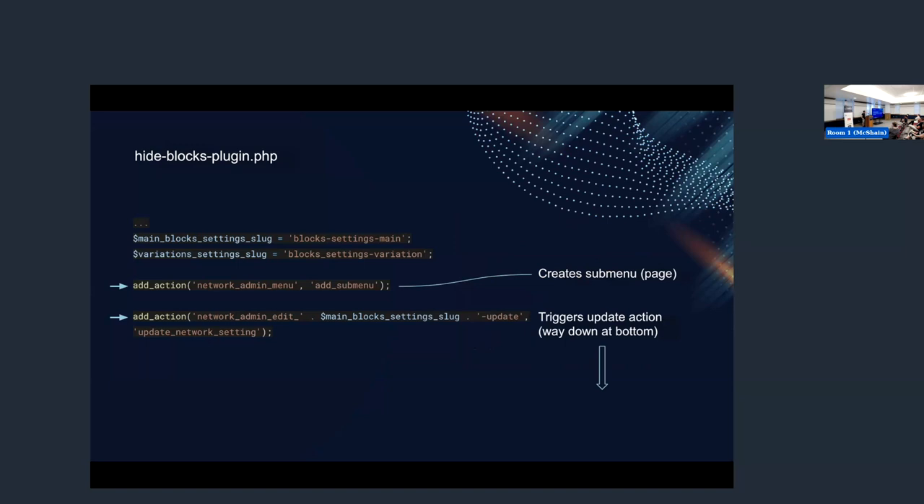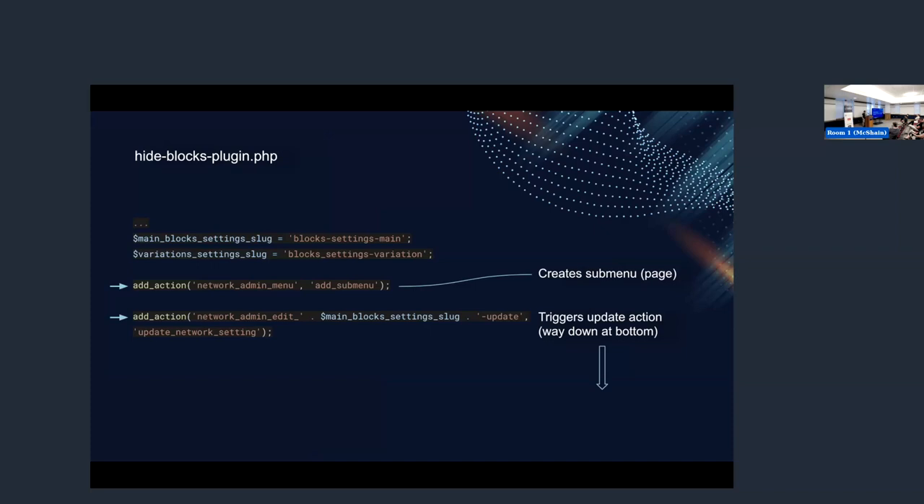And basically what we start with is adding a couple of actions. One of the actions creates the submenu. The submenu is, of course, our settings page. It's called a submenu because it adds a page to the settings in the menu, of course. And this is in the admin. Add action, network, admin, edit.